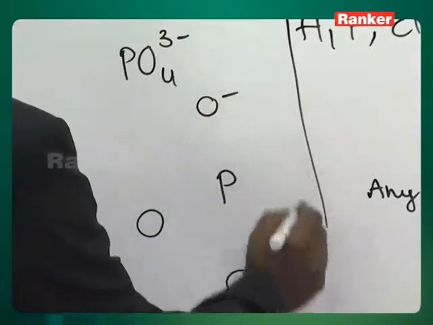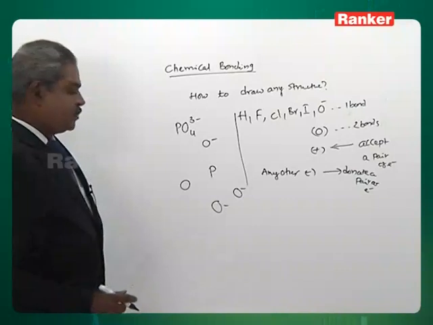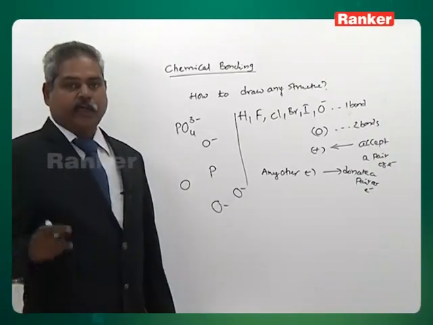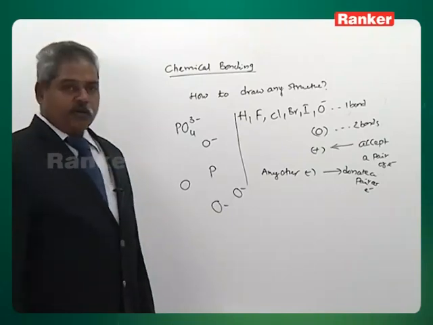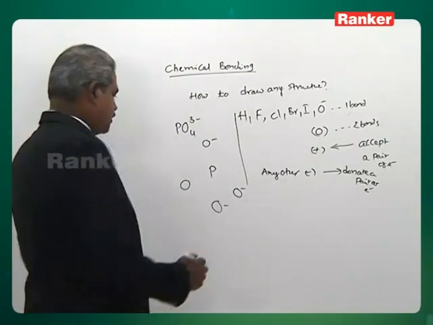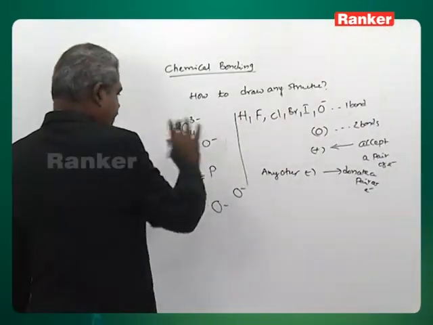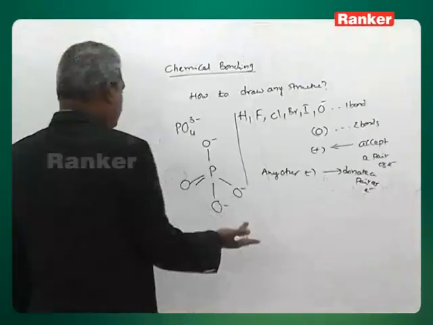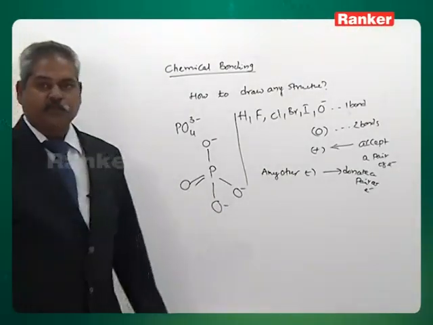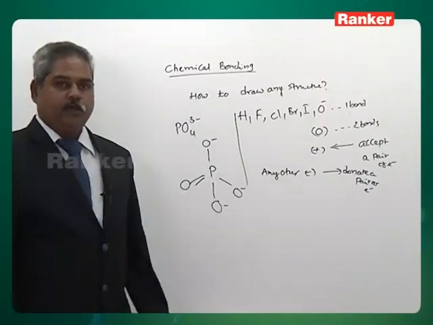So, O minus. Out of the 4 oxygens, only 1 is an oxygen atom, the other 3 are O minus ions. And what is the role of oxygen? You see, oxygen forms 2 bonds. I am just translating what I have written there. O minus forms 1 bond. Over, that is the structure of PO4 3-. Anyone can draw it by just applying a simple procedure.